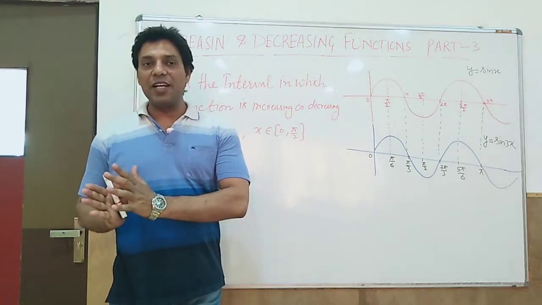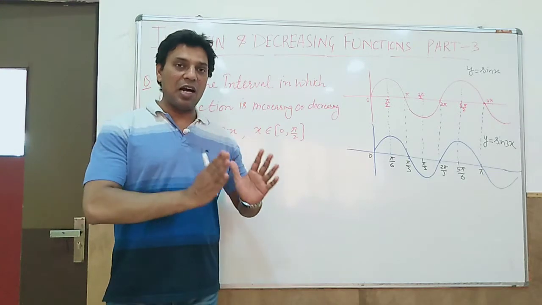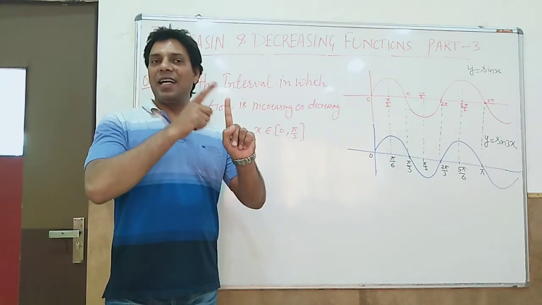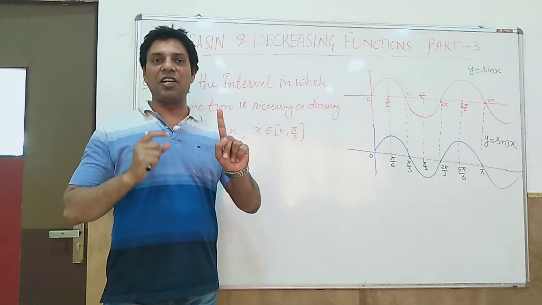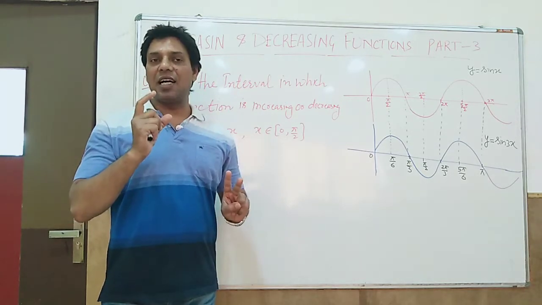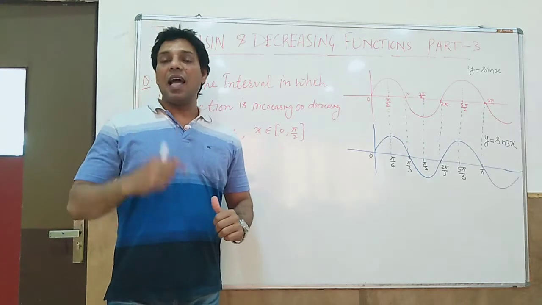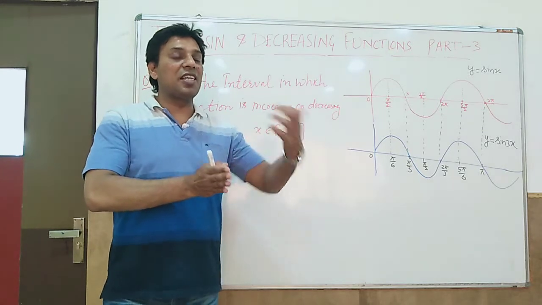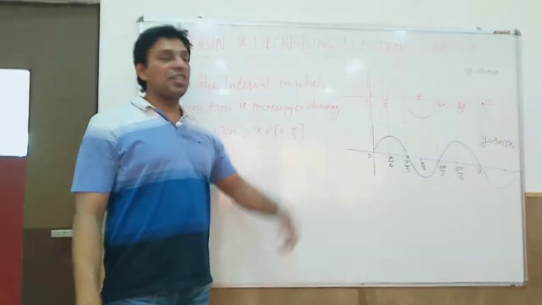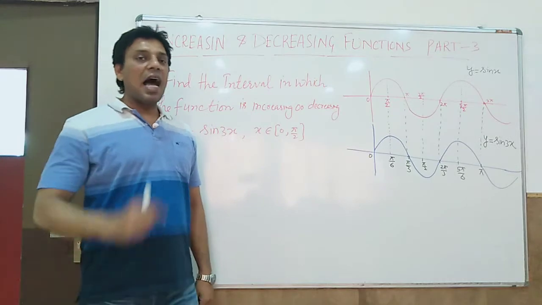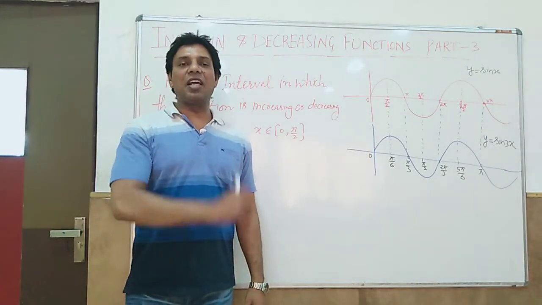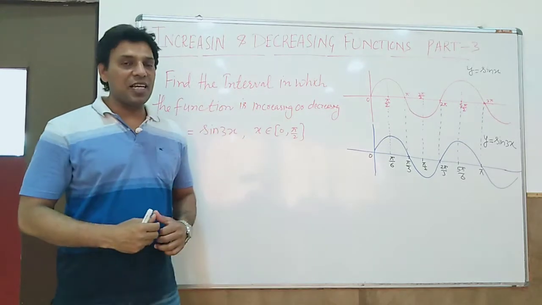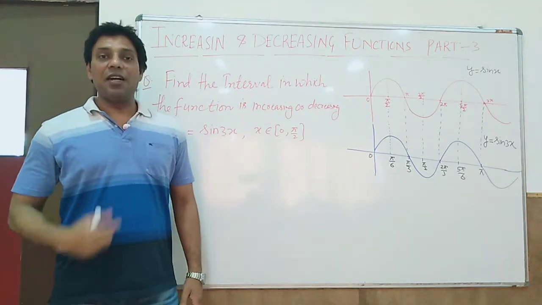In the previous two videos, part 1 and part 2 of increasing and decreasing function, in part 1 I gave you the introduction of increasing and decreasing function, and in part 2 I took polynomial functions and taught you how to find the interval where the polynomial function is increasing and decreasing. And in this video, that is in part 3, I am bringing for you trigonometric functions, where we have to check whether these trigonometric functions are increasing or decreasing in a given interval.